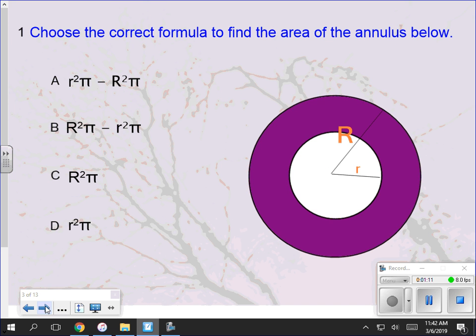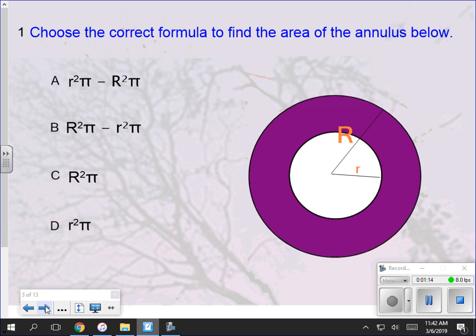First thing we need to discuss: choose the correct formula to find the area of the annulus, and that is the technical term, the washer. Big R is the outer radius, little r is the inner radius, and which one is the correct one? A, B, or C? B. Big R squared times pi, minus little r squared times pi. Because this is what we're dealing with today. Instead of a disk, we're dealing with this formula here.